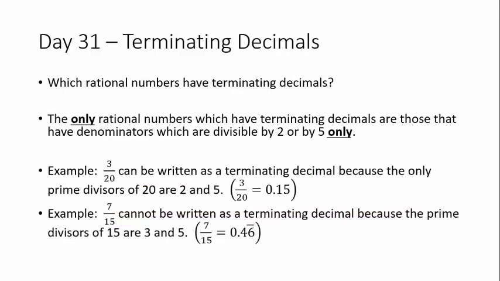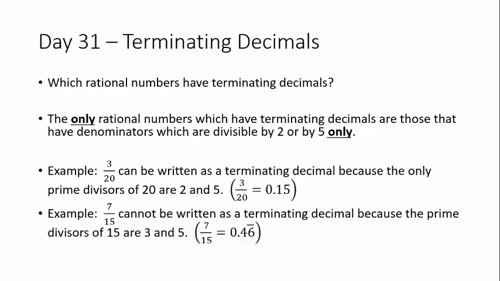Let's look at an example. Let's take the fraction 3/20. When we convert this to a decimal, we are dividing. 3 is divided by 20, and you can do this on your calculator. You'll notice that you get the equivalent 0.15 or 15 hundredths. The only prime divisors of 20 are 2 and 5.